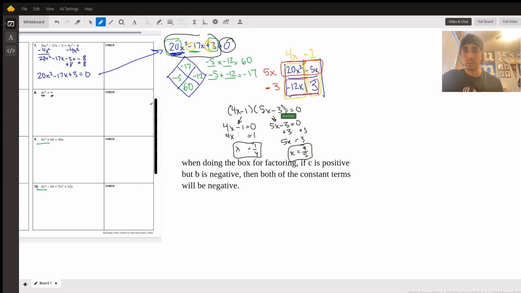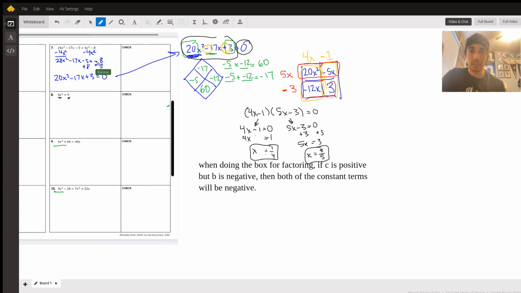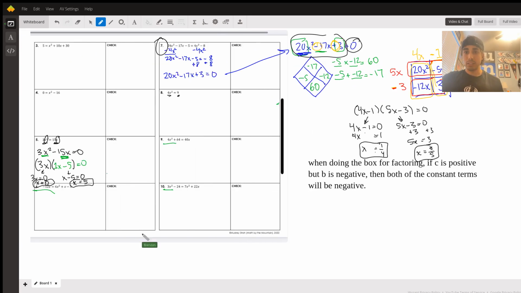All right, that was all for number 7. So notice when we have to do the box method, it just takes a little longer. But the step that takes longer is the actual factoring. The solving is usually pretty quick. It's like a two-step algebra problem. Factoring is the tricky part.